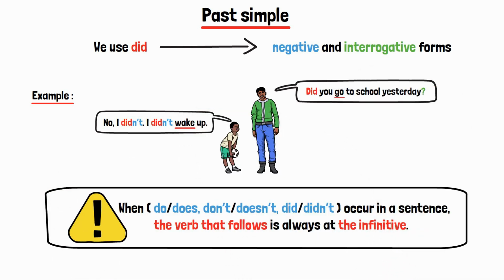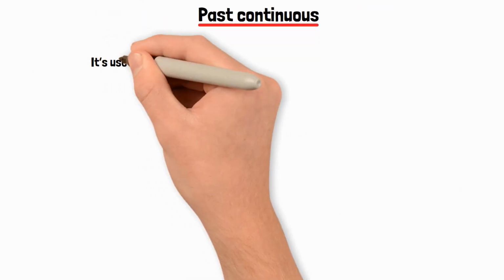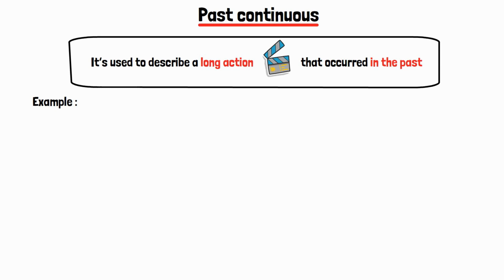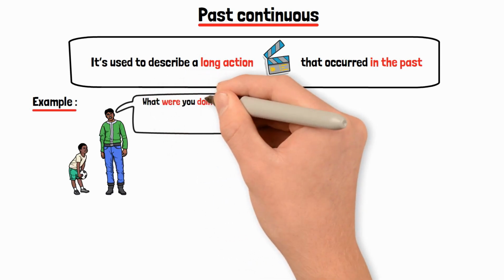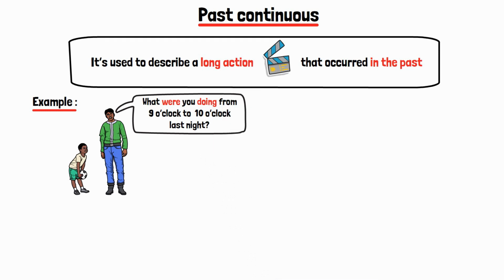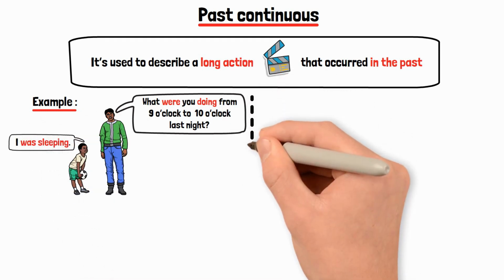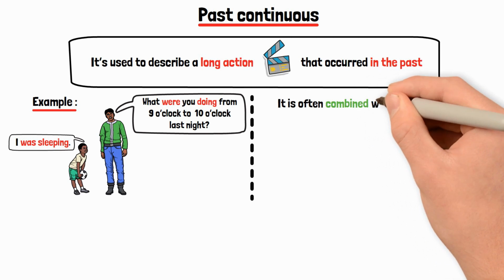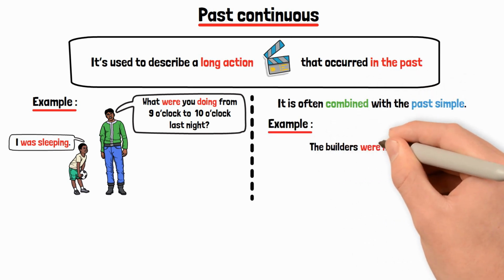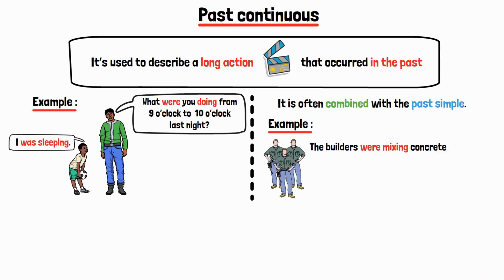Now the past continuous. It's used to describe a long action that occurred in the past. What were you doing from 9 o'clock to 10 o'clock last night? I was sleeping. It is often combined with the past simple. The builders were mixing concrete when the architect came.